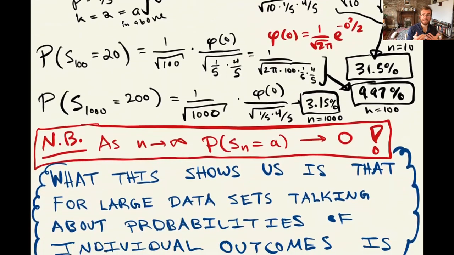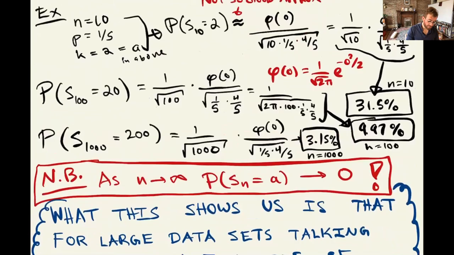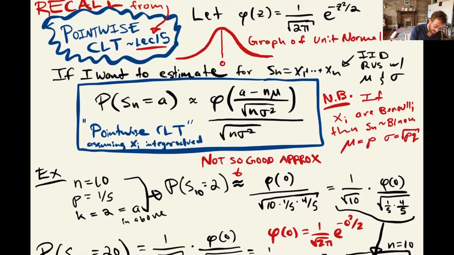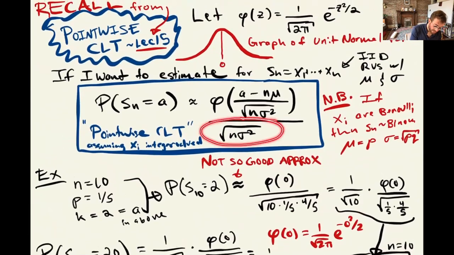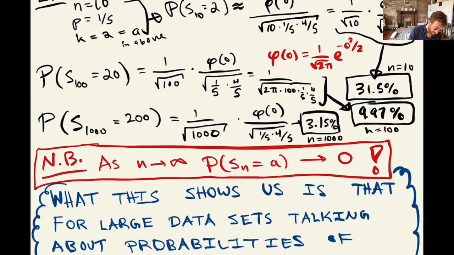So what we're seeing is that in general, by virtue of this dividing by the square root of n times sigma squared factor, as n gets large, meaning as n goes to infinity, the probability of success is going to go to 0, which is exactly what I say here.